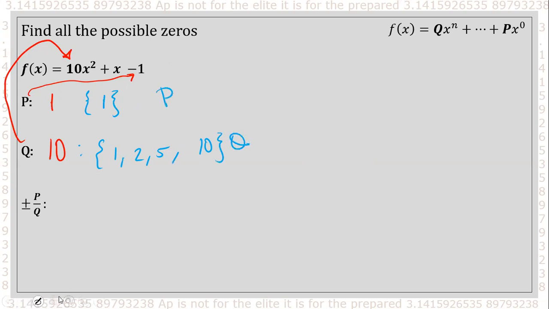This is our Q. And last but not least, all we have to do now is go ahead and put our P's divided by each of our Q's, okay? So I'm going to go ahead and put the plus minus. Okay, so I have 1 divided by 1, 1 divided by 2, right? And we do it for each of our Q's. So 1 divided by 5, and hopefully you were able to see the last one's going to be 1 divided by 10.